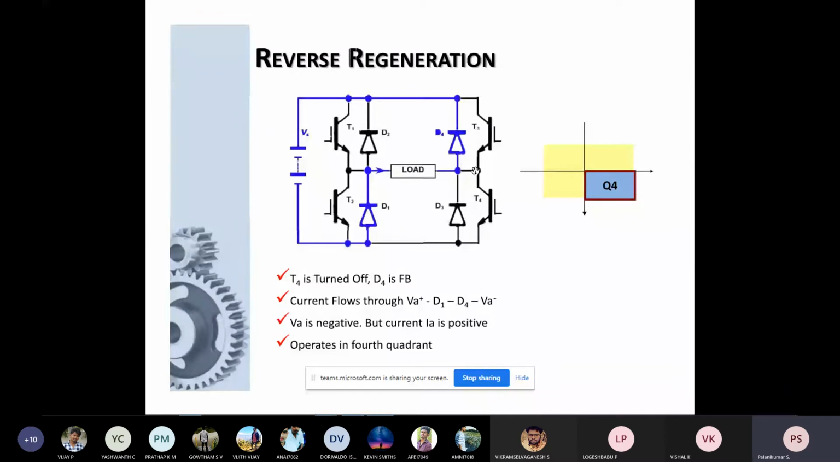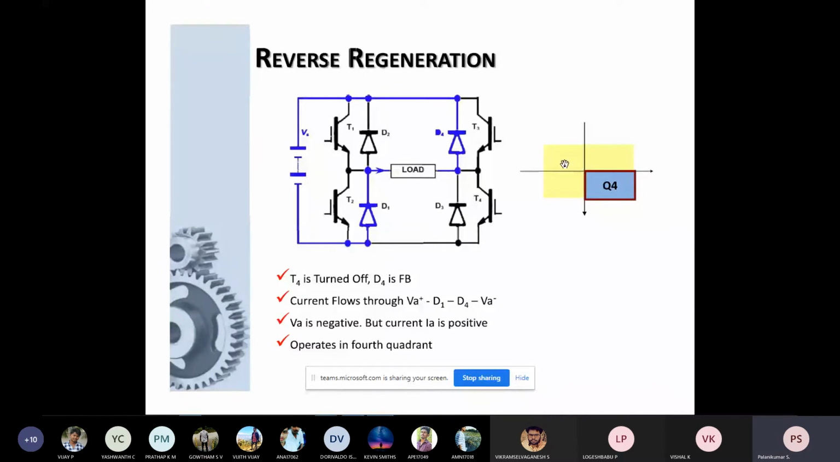Why is it called reverse motoring? I reverse the power supply. Where I have to give positive, I give negative supply, and where I have to give negative, I give positive supply. Because of that, my motor runs in reverse. In the same direction, I am able to reverse the power flow. That is nothing but regeneration.